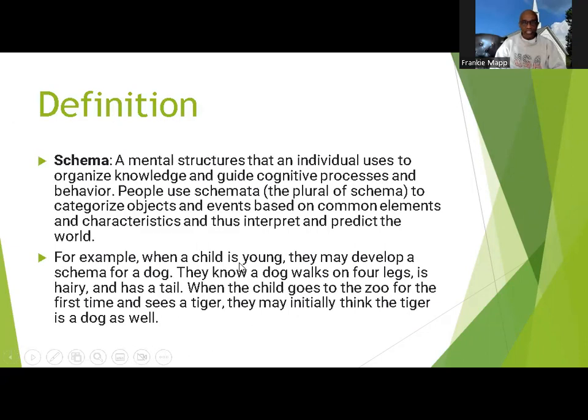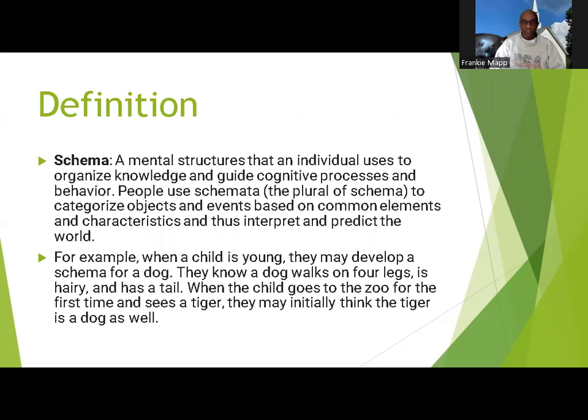The definition of schema is a mental structure that an individual uses to organize knowledge and guide cognitive processes and behavior. People use schemata, the plural of schema, to categorize objects and events based on common elements and characteristics, and thus interpret and predict the world.